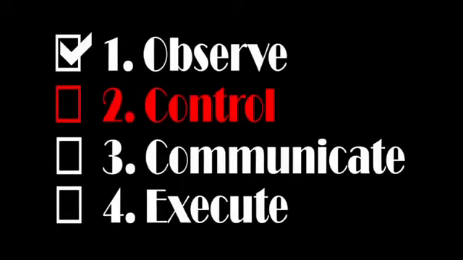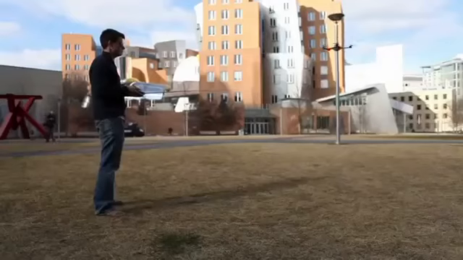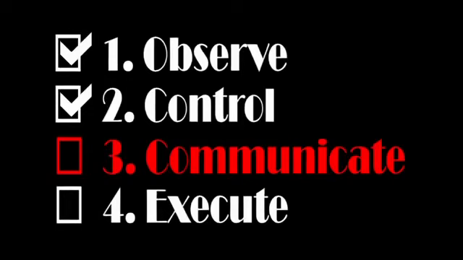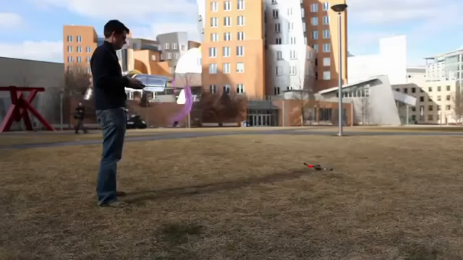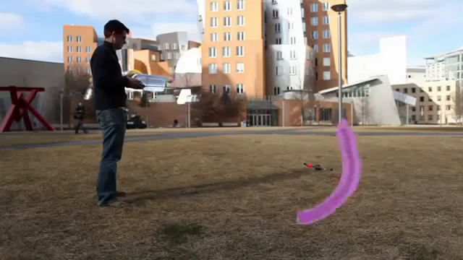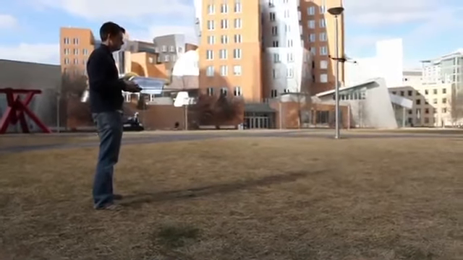Next, the pilot has to decide what control commands to give the vehicle. In this case, the pilot has to stop the vehicle from sinking, and thus decides to increase the speed of all 4 propellers. To tell the quadrotor what he's decided on, the pilot uses a radio transmitter, which is basically a fancy remote control. Finally, the quadrotor listens for the radio commands and adjusts the speed of each motor accordingly.